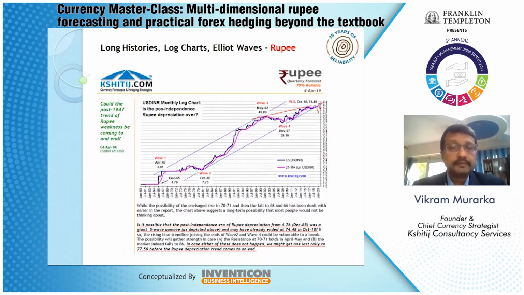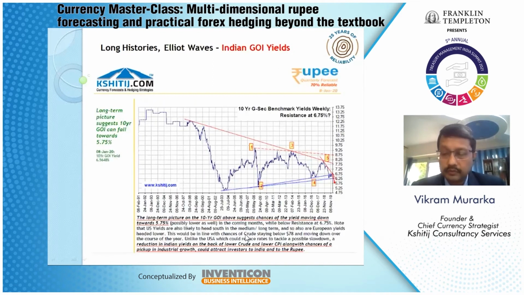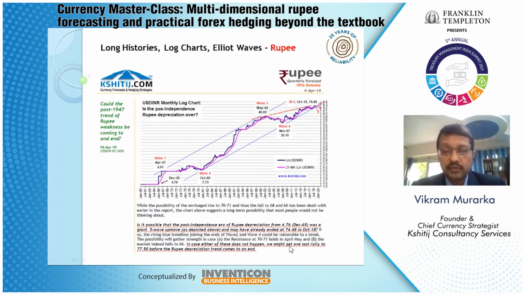Second, similarly, long histories, Elliott waves, and log charts on rupee. This was again done at the same time, April 19. Dollar rupee was 69.1650, and we said that we might get one last rally to 77.5 before dollar rupee depreciation comes to an end. This is a monthly chart. The earlier one was a yearly chart.